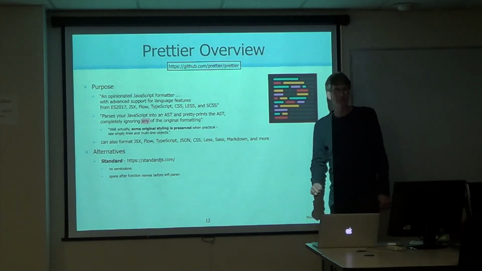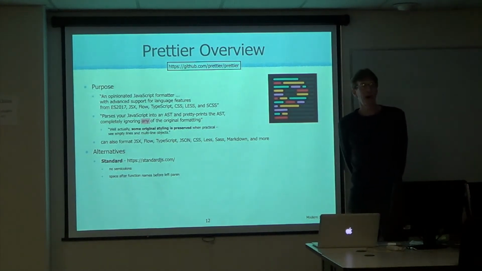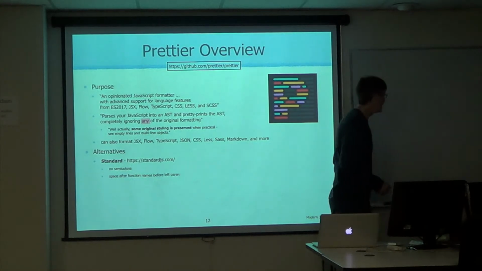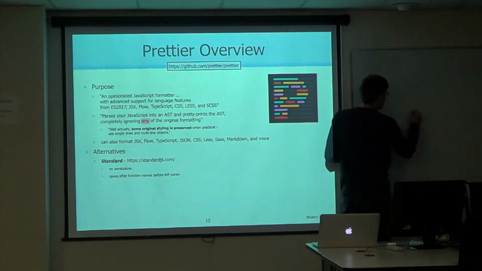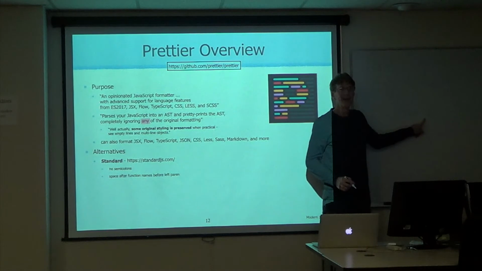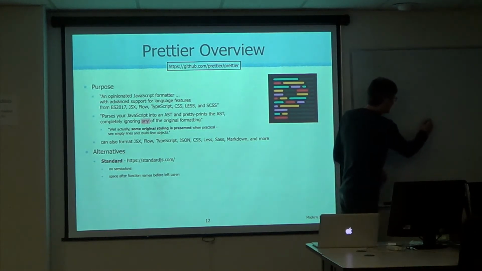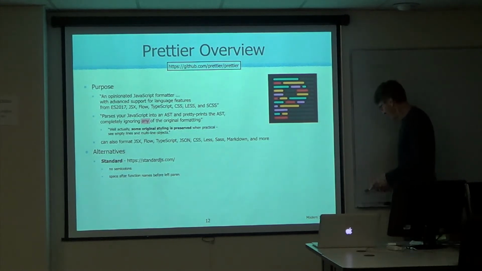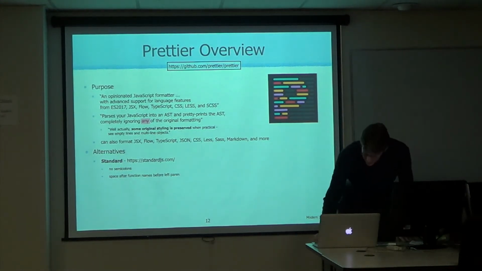There are alternatives. There's a thing called standard that is kind of popular. But for me, that's a no-go for two reasons. One, earlier we were talking about semicolons. With standard, no semicolons. But the other thing that I think is really weird is that in standard, when you want to call a function, like if you have a function called foo, it puts a space there. It's just so odd. I don't know anybody who writes their code like that. And it'll reformat all your code to have that space if you use standard. So I like Prettier.